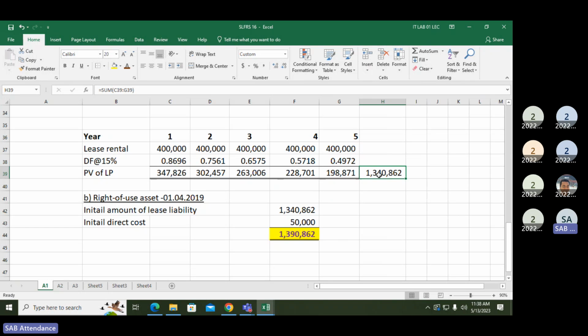Lease liability, this is the lease liability. Right of use asset: 1,348,662 lease liability that you debit to the right of use asset, plus the initial direct cost. Right of use asset would be this.